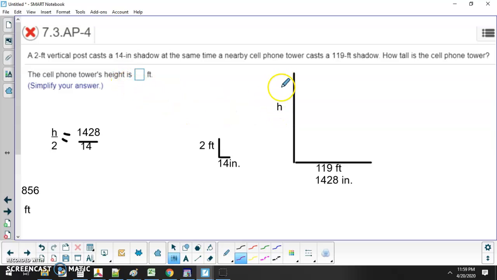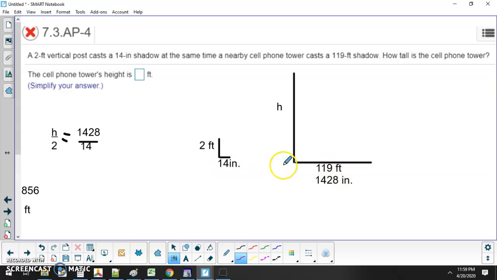So we're going to compare the height of the tower to the height of the post, so we have H over 2. And then we're going to compare the shadows. So you want to go back to the big one. It has a 119-foot shadow. This one has a 14-inch shadow.